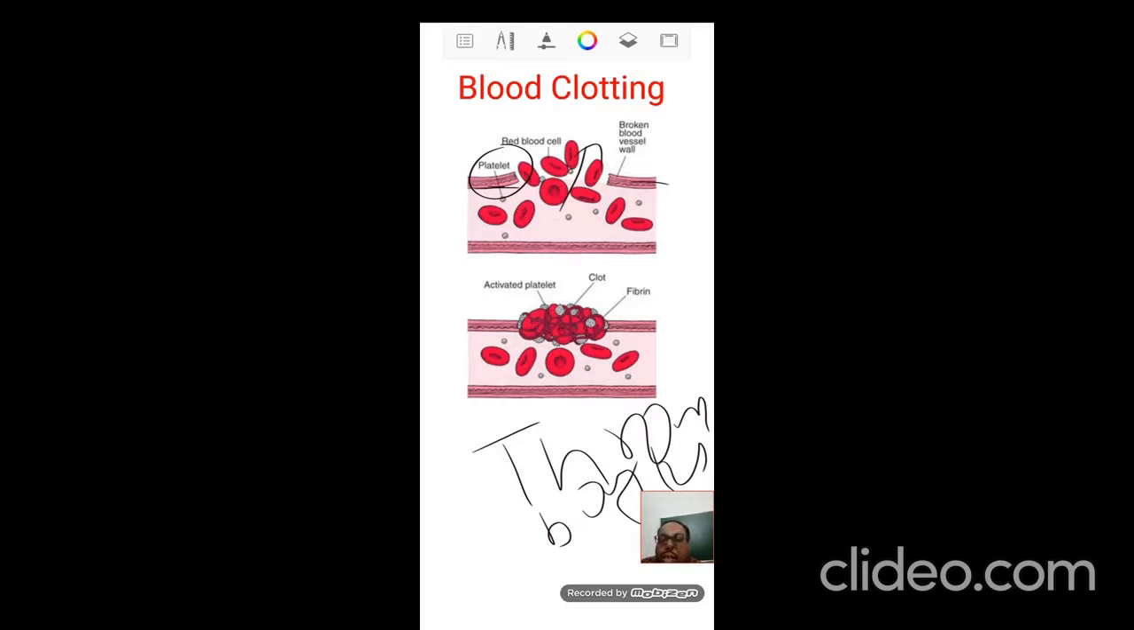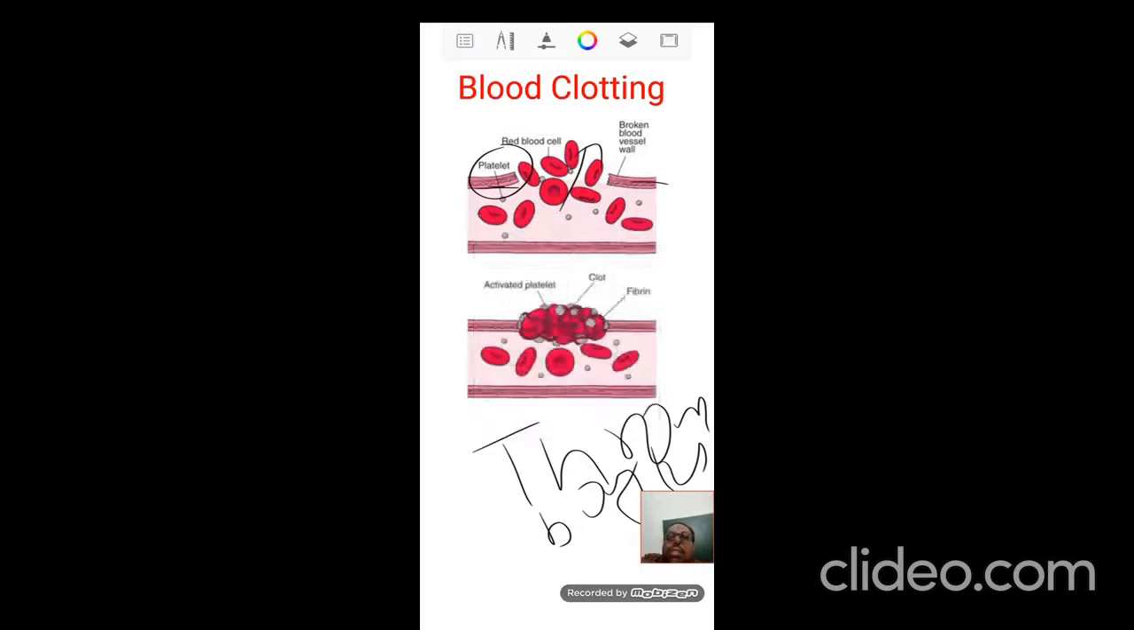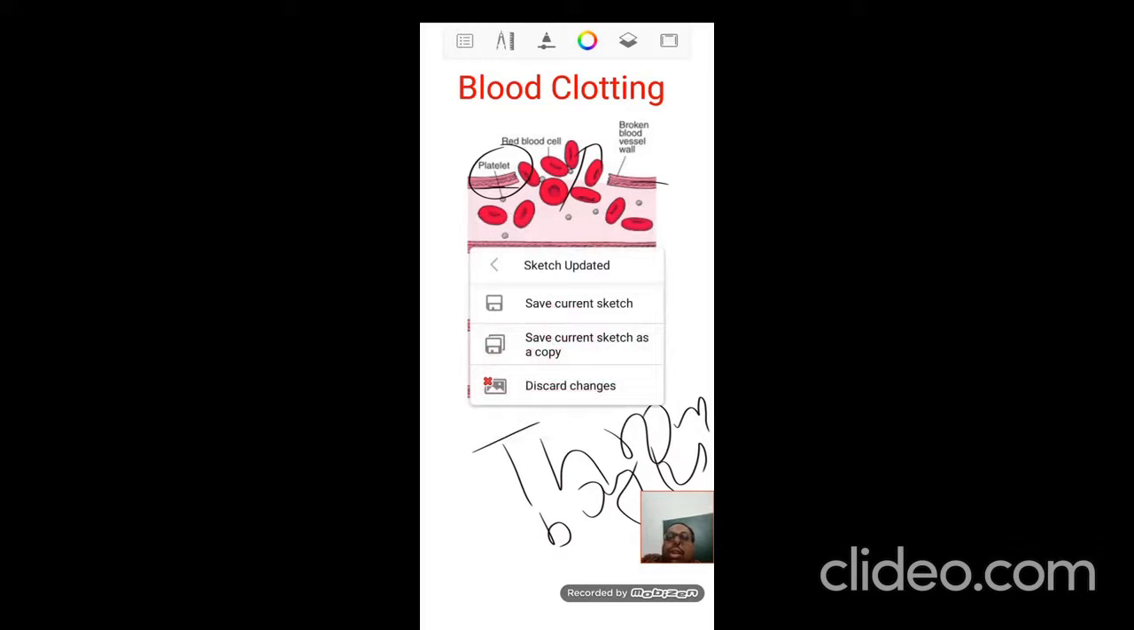So in order to avoid that, the blood will undergo clotting, and this is how the clotting takes place. Inside the clot we have platelets, we have fibrin, thread-like structures. They will all club together and they will seal wherever the leakage has happened. So this particular process is known as blood clotting.